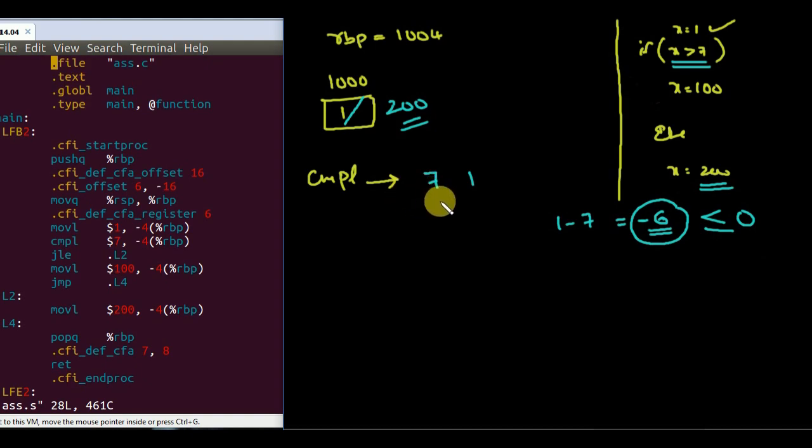Basically, in this condition we subtract the values, and according to that result we reach the location where to store. If the condition is false, then we directly store the 200 to that location. That is what we are doing here. So internally this much happens.